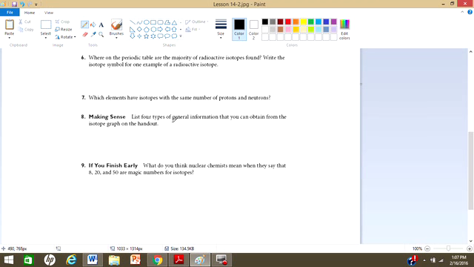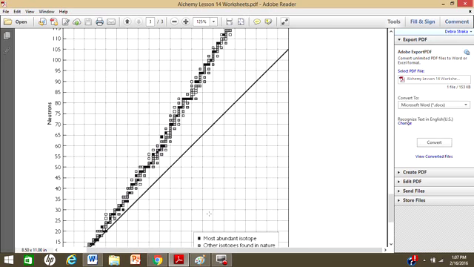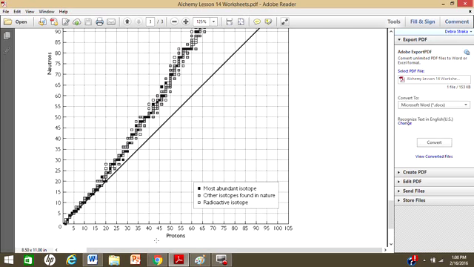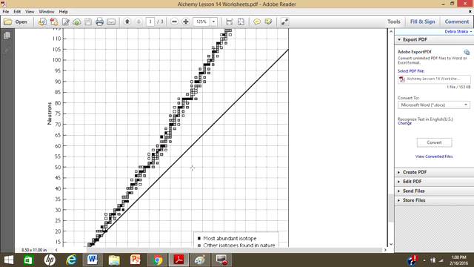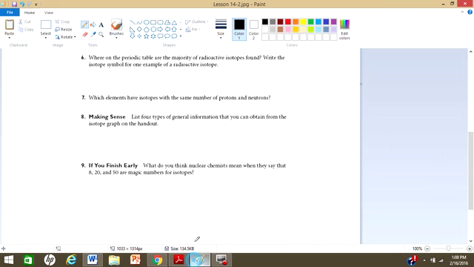On number 8, it says list 4 types of general information that you could obtain from the isotope graph on the handout. So when you bring the graph back up, I want you to think about not just the obvious things that you see, but your keys and your labels are a big key to it. And then they've given you something else on this chart to look at. So give me 4 pieces of information, 4 types of general information that you can obtain from the isotope graph on the chart.